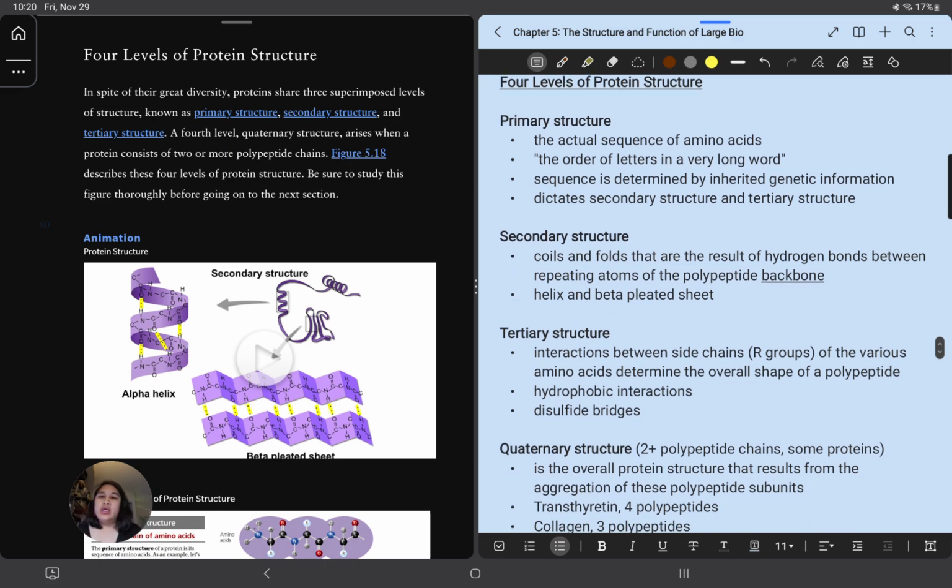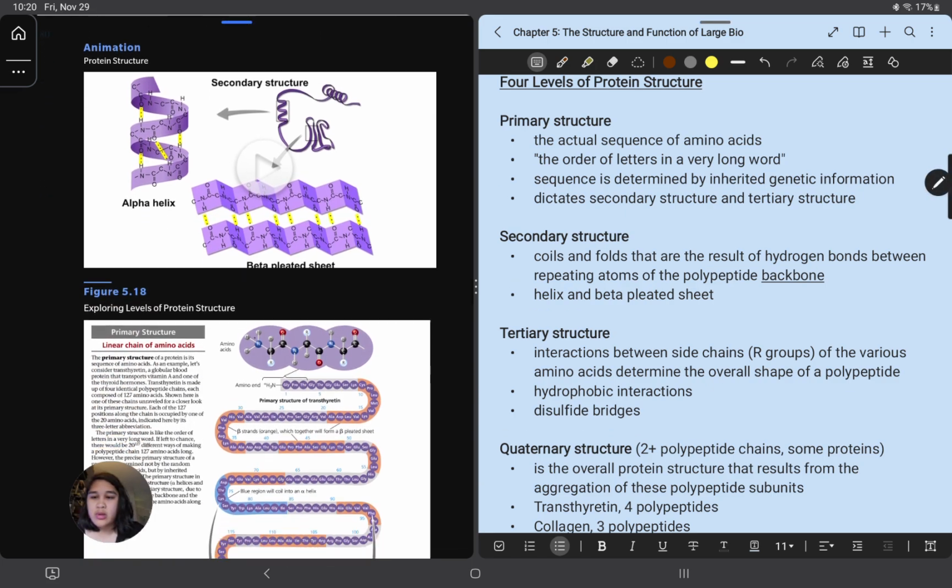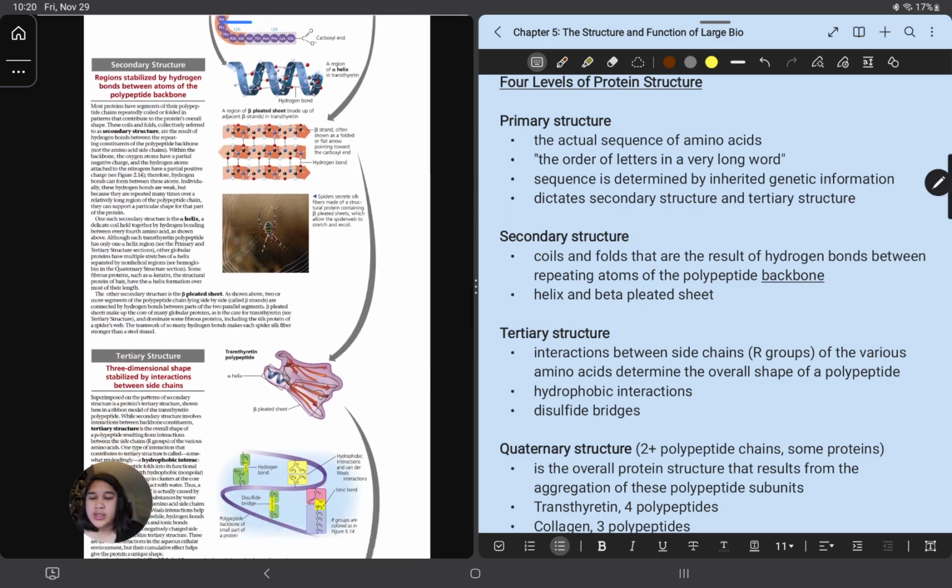Okay. The 4 levels of protein structure. In spite of their great diversity, proteins have 3 superimposed levels of structure, known as primary structure, secondary structure, and tertiary structure. A 4th level, quaternary structure, arises when proteins consist of 2 or more polypeptide chains. Figure 5.18 describes these 4 levels of protein structure. Be sure to study this figure thoroughly before going on to the next section. So this is the chart.